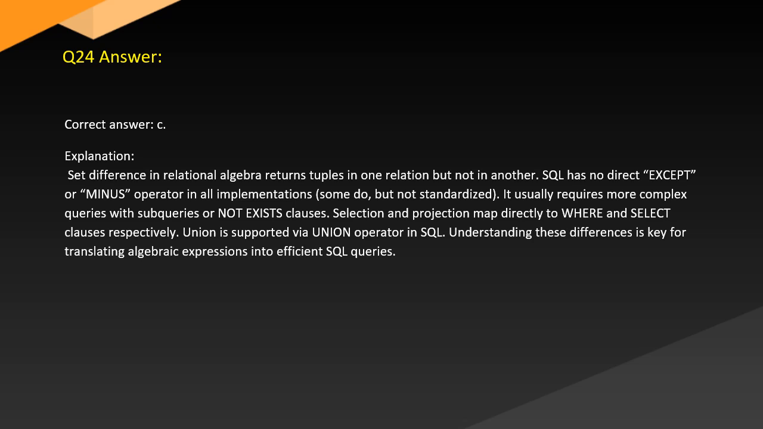Answer. Correct answer: C. Explanation. Set difference in relational algebra returns tuples in one relation but not in another. SQL has no direct EXCEPT or MINUS operator in all implementations. Some do, but it is not standardized. It usually requires more complex queries with subqueries or NOT EXISTS clauses. Selection and projection map directly to WHERE and SELECT clauses respectively. Union is supported via the UNION operator in SQL. Understanding these differences is key for translating algebraic expressions into efficient SQL queries.